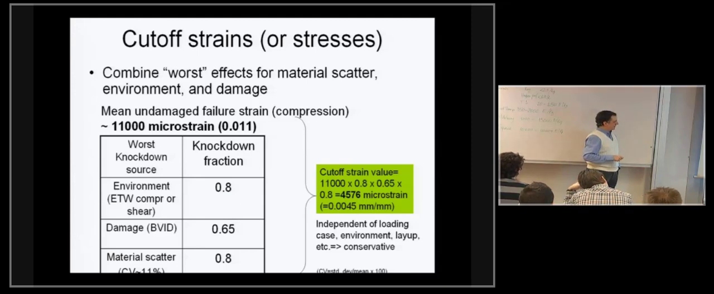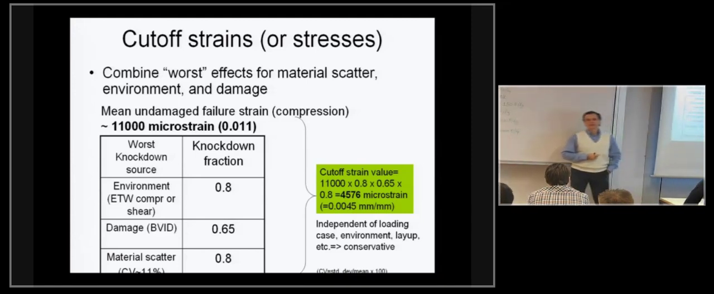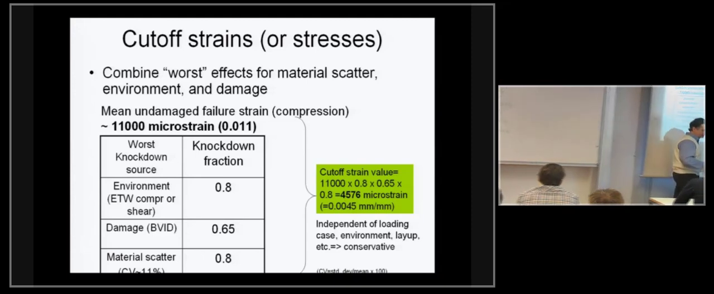This assumes a coefficient of variation. This at the bottom left here is meant to say CV, coefficient of variation of 11%, which is a bit on the high side, but it's good to cover most cases. Gives you another multiplicative factor of 0.8, or a 20% reduction. So if you take all these three together and you multiply by this 0.011, you will find 4,576 microstrain. And if you go and look at ever since the 70s, the typical cutoff strain values being used in composites were 4,500 microstrain. So there is a reason which is very much strongly related to this.